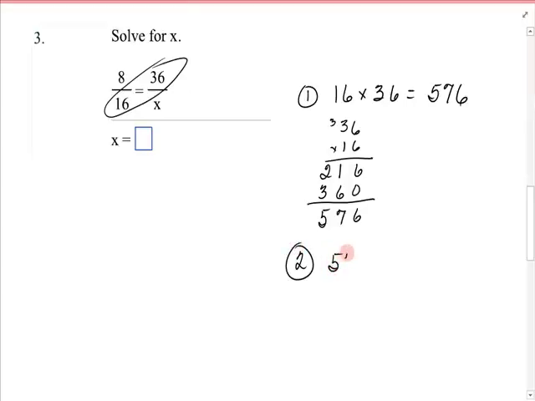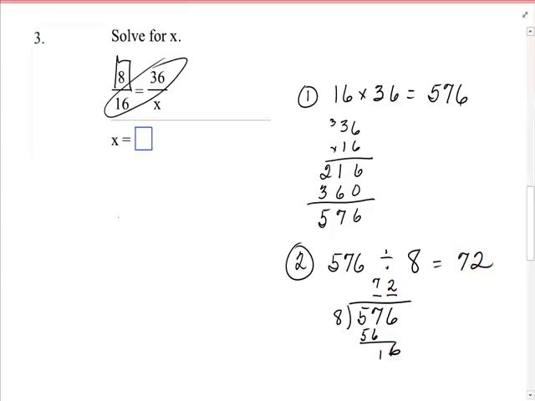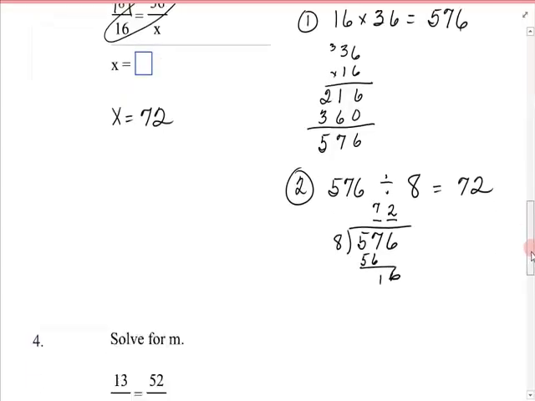Take that, 576, divide it by the third number, 8. Let's see how many times 8 goes in there. Doesn't go into 5, but it does go into 57, so my answer will be here. It goes in there 7 times. 7 times 8 is 56. Whoops, 16, 2. The answer is 72. X is 72. Multiply the diagonal you can, divide by the third number.